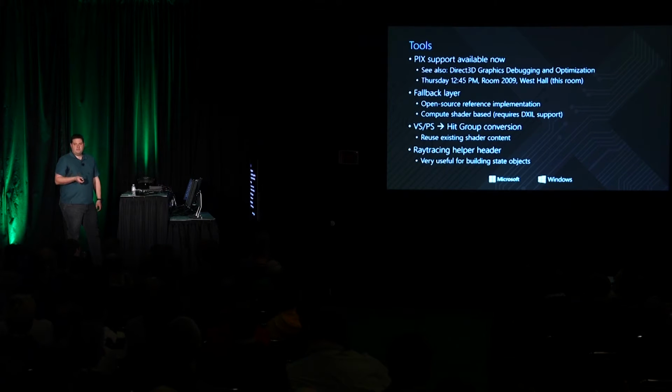Finally, we have a tool called VSPS to hit group conversion. This allows you to take a pair of vertex and pixel shaders and convert them into a hit group, so you don't have to completely reauthor your shaders into proper hit shaders. This tool is not in the SDK yet, but we're hoping to ship it soon. Finally, we have the raytracing helper header. Something to keep in mind about state objects is that they're extremely verbose. The raytracing helper header, which will probably be integrated into D3DX12 eventually, is for now a separate header, but you should definitely use this when you're constructing your state objects. It gives you a much tighter binding of the raytracing pipeline representation, so it's much easier to program to than the native API.